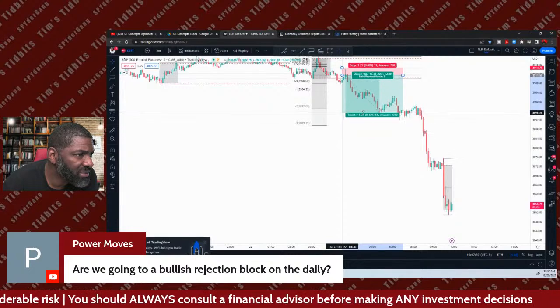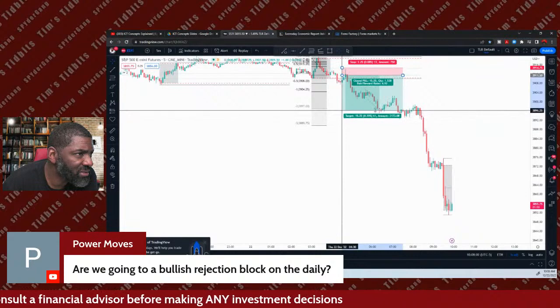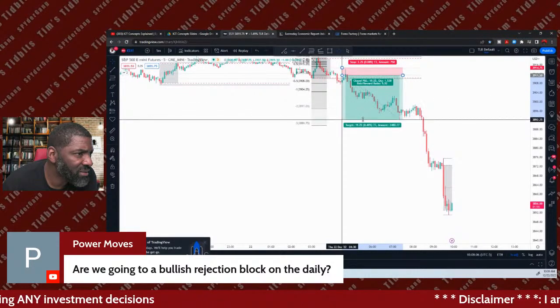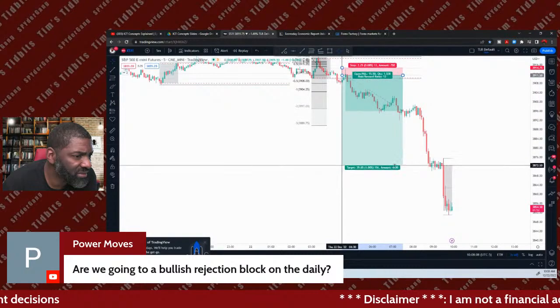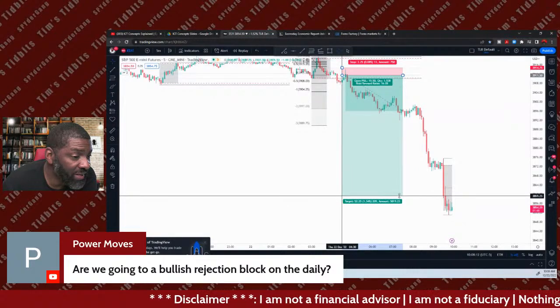What's that little box in the middle? Does anybody know what that little box is? That little green box in the middle right there.